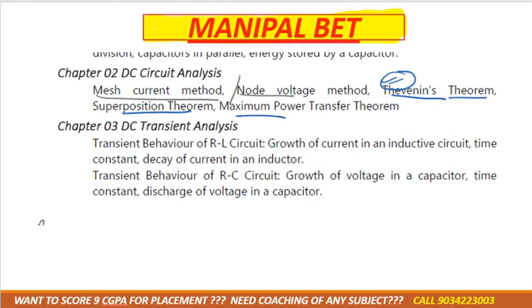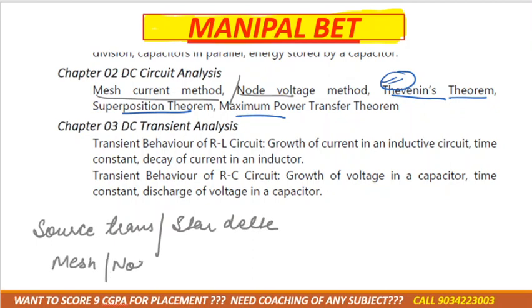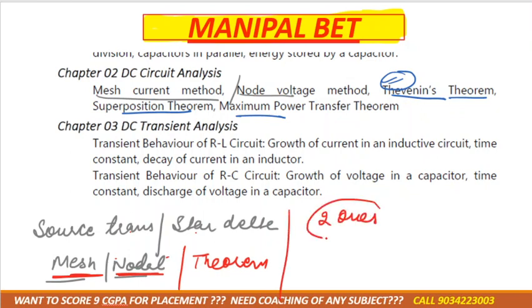So basically there are 4 topics. One is source transformation, then there is star-delta, then there is mesh or nodal. You won't get both the questions on mesh and nodal, but at least you will get one question based on mesh and nodal. Then one question from the theorems. One, two, three, four, five. So from these topics, you will get 2 questions. Okay, these 2 questions will definitely come. This is guaranteed.